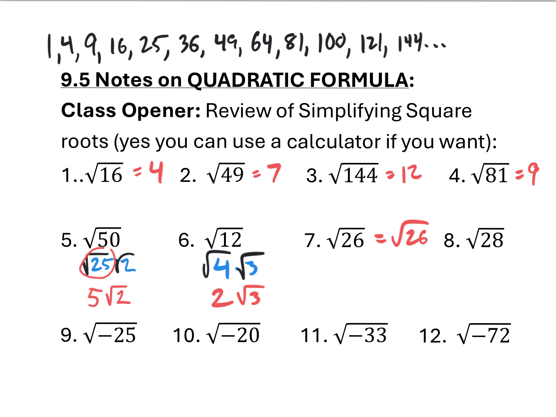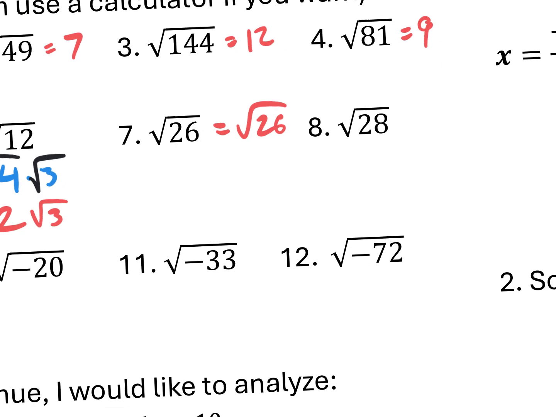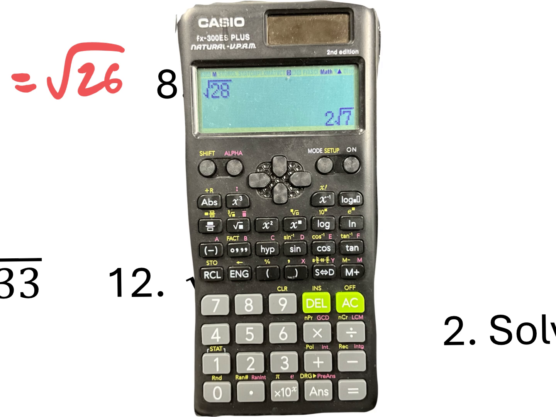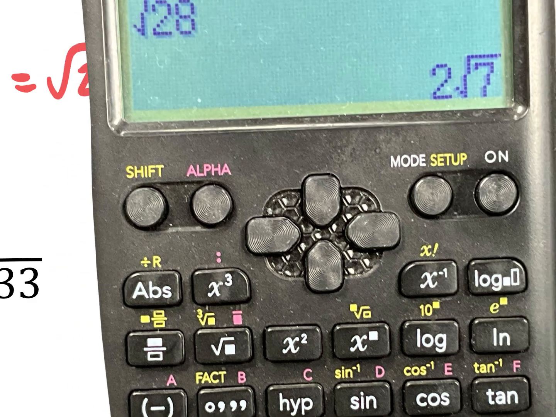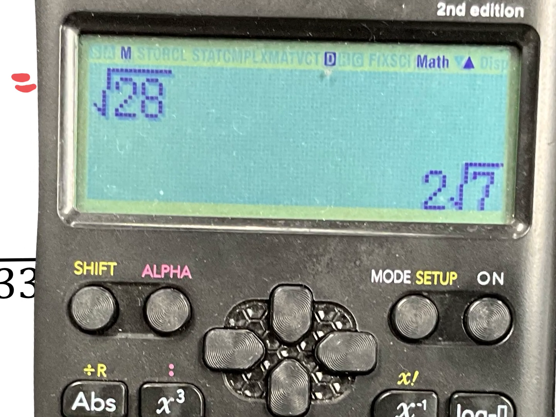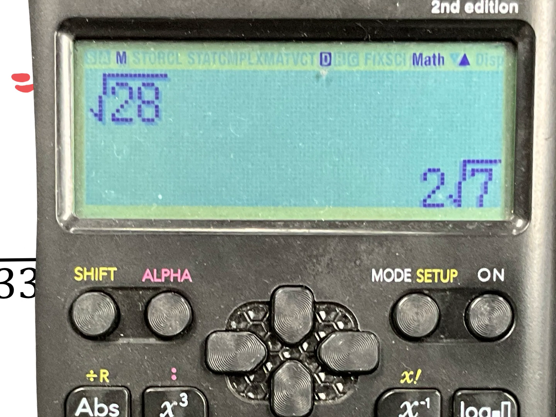And by the way, if you're like, man, I'm already losing it, I don't get this stuff, you could use a calculator. Let's look at number 8 right here. It says the square root of 28. As you could see, you could type it into the calculator. All you got to do is hit this square root button right there, and then type in 28, hit equal, and it'll do it for you. The answer is 2 square root of 7.